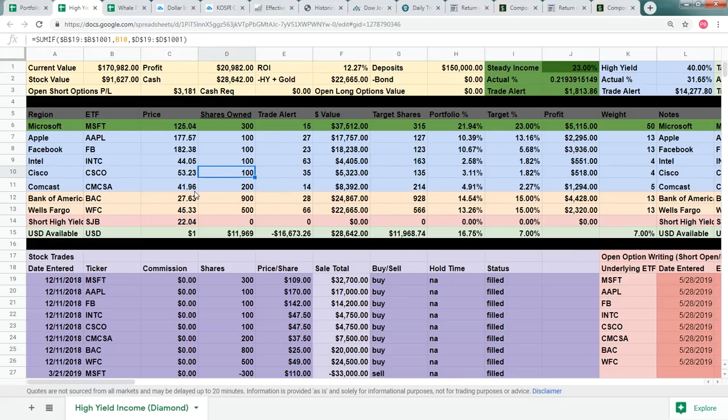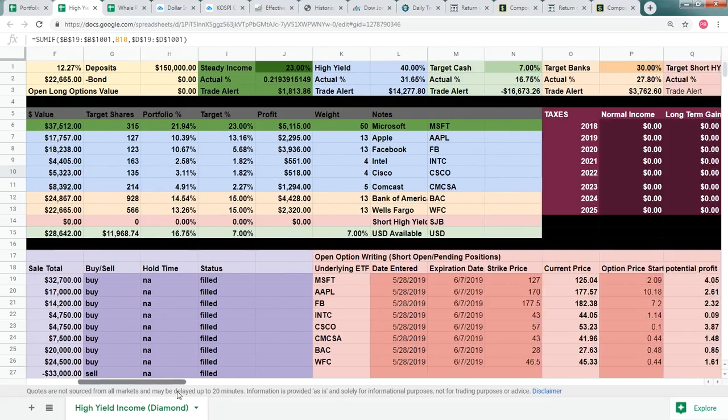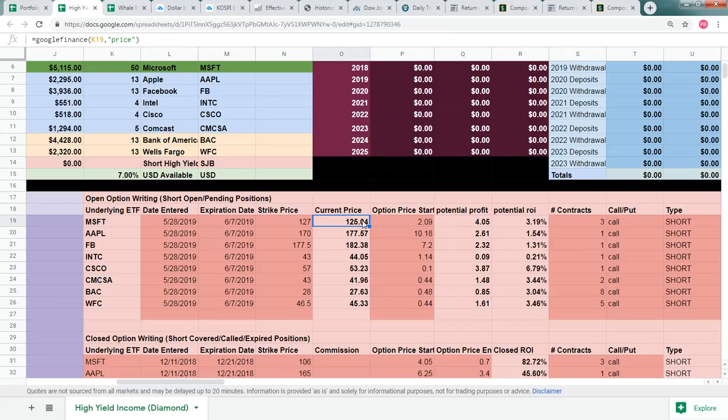This is our high-yield program. This is only traded on Tuesdays. It's a little more passive. If we look at what the SPY ETF actually purchases for you, these are the core positions. So it has 300 shares of Microsoft, 100 in Apple, Facebook, Intel, Cisco, 200 at Comcast, 900 in Bank of America, 500 at Wells Fargo. And again, we're selling in-the-money covered calls right now to generate income with downside protection.